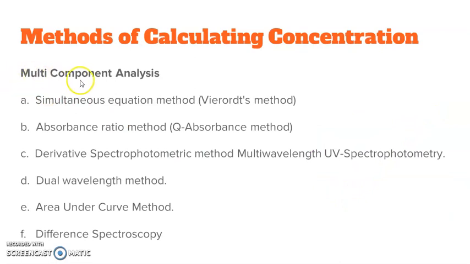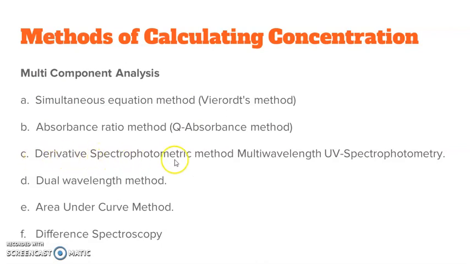Coming to the next one, that is multi-component analysis. The calculation becomes a bit complex if there is more than one drug in a system, and we usually end up having this multi-component analysis, and we have several different methods for calculating the mixtures of drugs in the sample. The first one is the simultaneous equation method, the most widely followed method, also known as Vierordt's method. The second method is the absorbance ratio method. It is simply the extension of the simultaneous equation method, also known as the Q absorbance method.